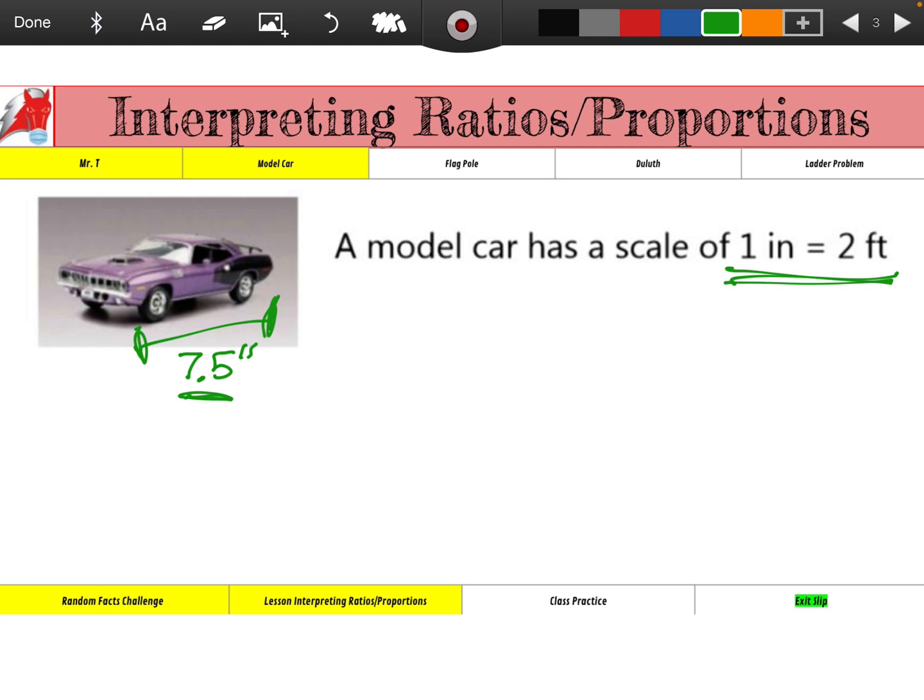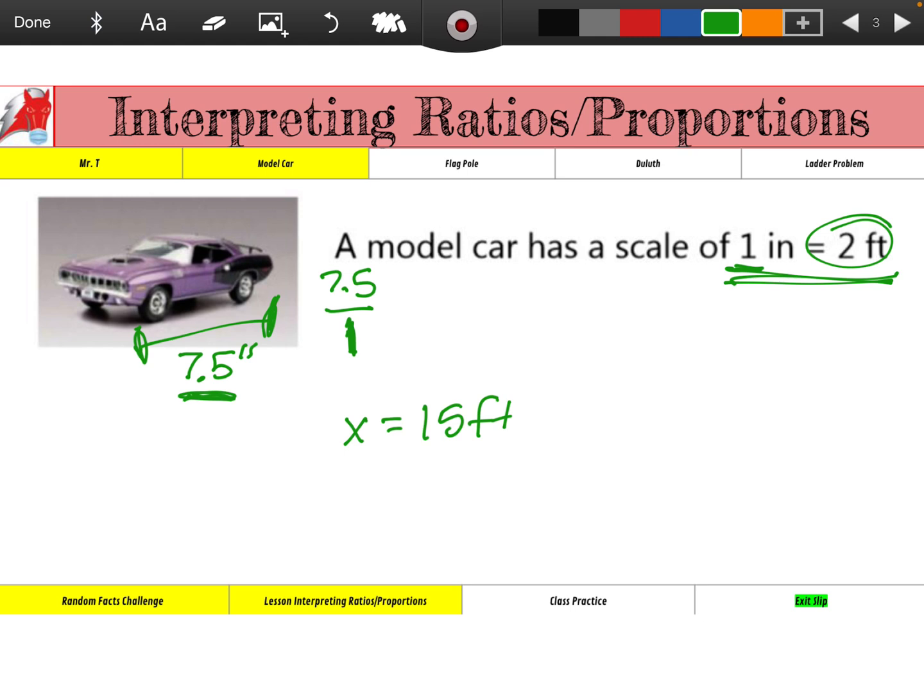Okay? Well, that would mean that the model, or the scale from here to here, right? If we go from 1 inch, if I go up, that means if I use the same thing, 1, 2, right? I'm saying that it's going to be 7.5 times bigger. So I can just simply multiply this by 7.5, and I'll get the overall being, or x, we'll call it, is equal to 15 feet.